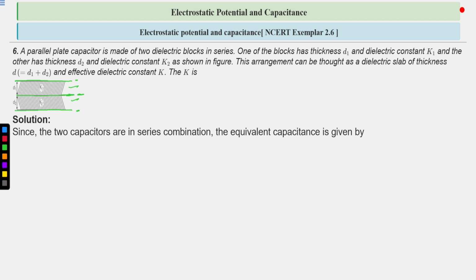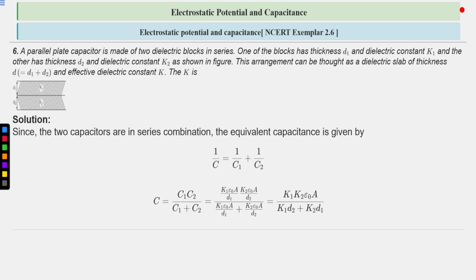Since the two capacitors are in series combination, the equivalent capacitance is given by 1 by C equal to 1 by C1 plus 1 by C2. We have calculated C1 and C2, so put these values in C equal to C1 C2 by C1 plus C2, and after solving this you will get C equal to K1 K2 epsilon naught A upon K1 D2 plus K2 D1. So this thing we have achieved.